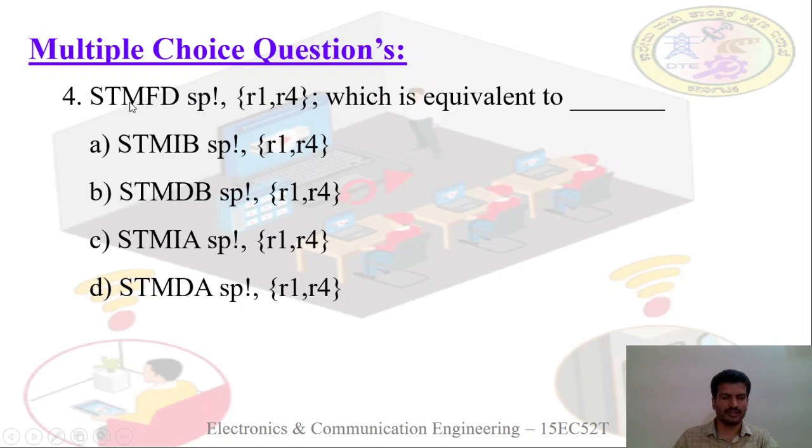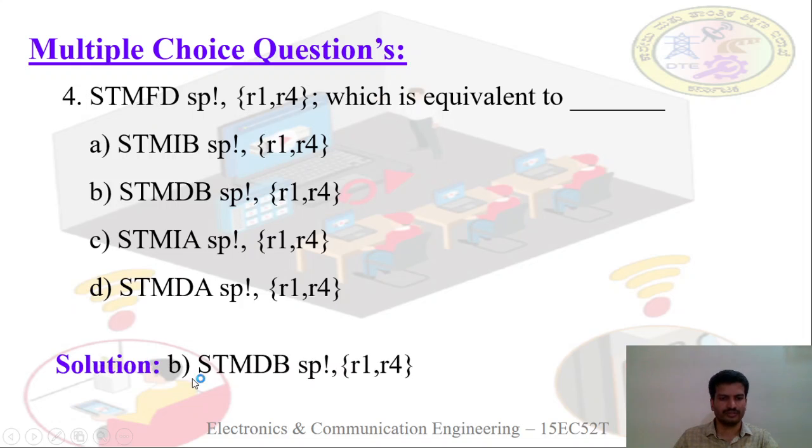So next question, STMFD SP, within curly brackets R1 to R4, which is equivalent to dash. A. STMIB SP, within curly brackets R1 to R4. B. STMDB SP, within curly brackets R1 to R4. C. STMIA SP, within curly brackets R1 to R4. D. STMDA SP, within curly brackets R1 to R4. So STMFD is equivalent to, so B. STMDB instruction.